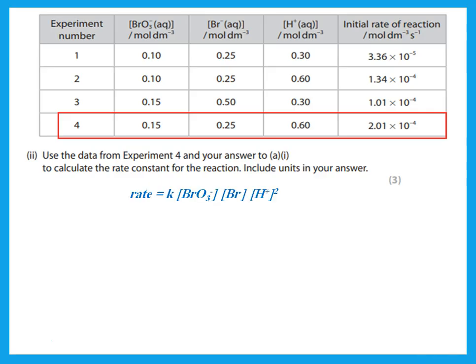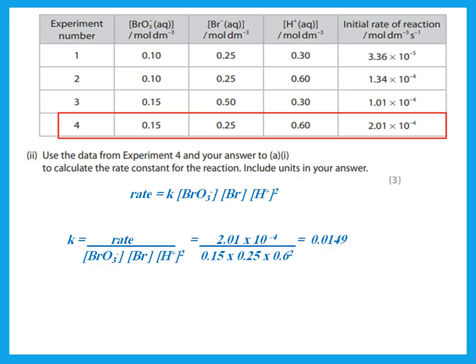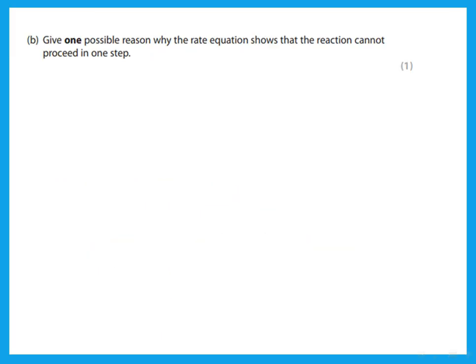Use the data to calculate the rate constant. So the rate constant is this. I put in the numbers. He wants experiment 4, so I have to use experiment 4. I get a value for k, determine the units. Again, in this case, it will be dm^9 mol^-3 s^-1. Give one possible reason why the rate equation shows that the reaction cannot proceed in one step.